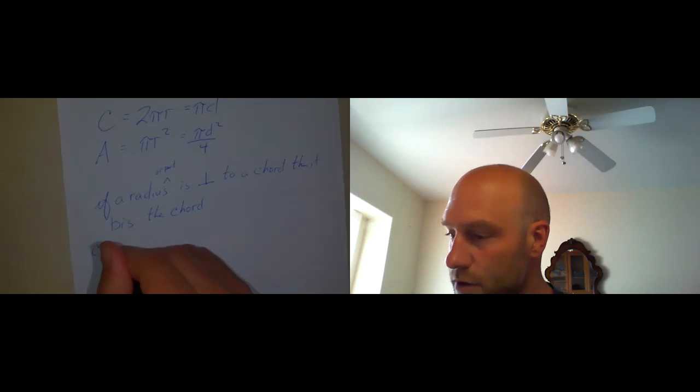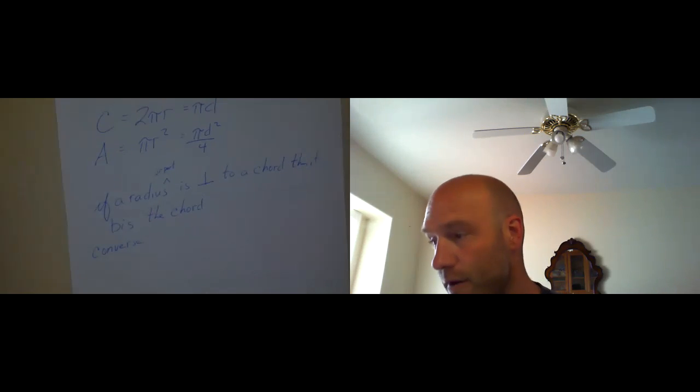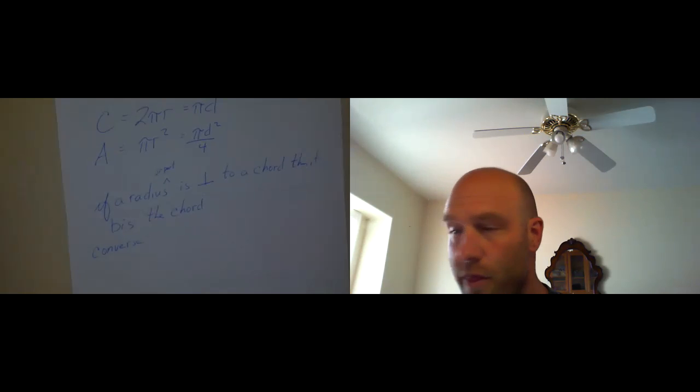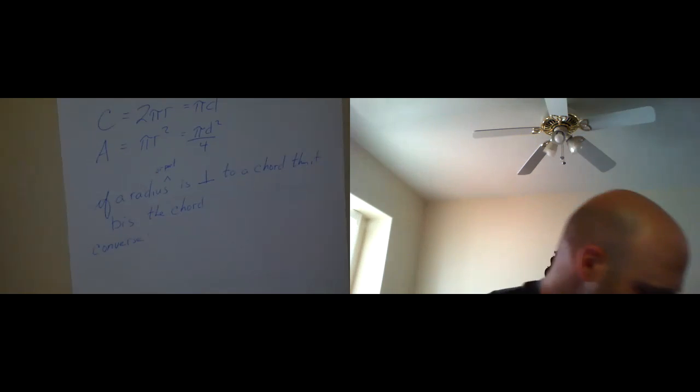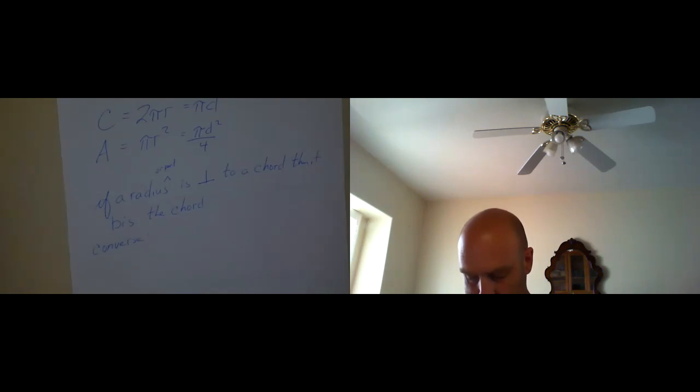Of course, the converse, one of the very first things we did this year, should say: if a radius bisects a chord, then it is perpendicular to the chord. Those were 2 out of the 3 theorems in section 10.1, but they're the only 2 that we did.